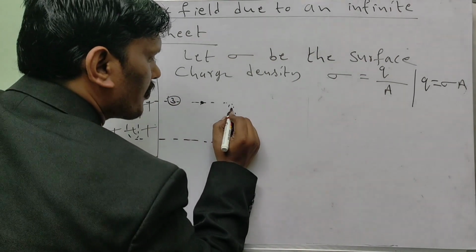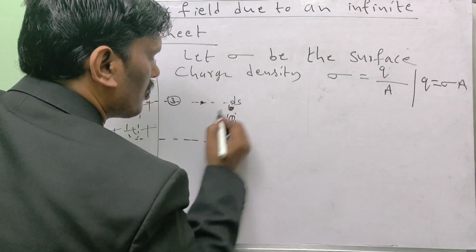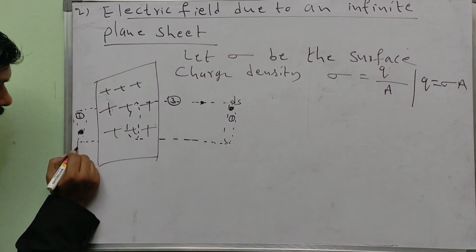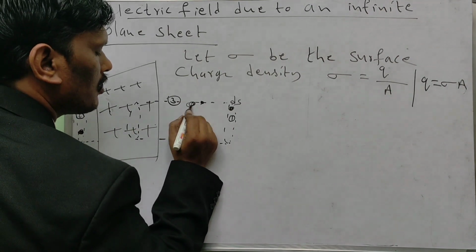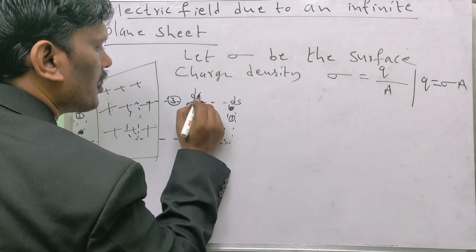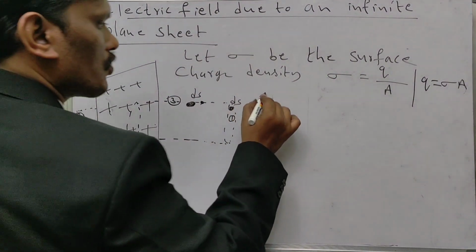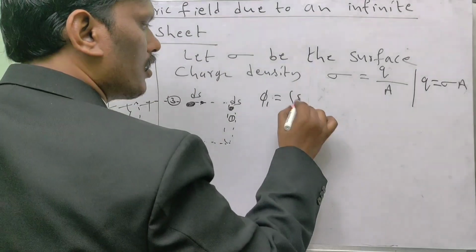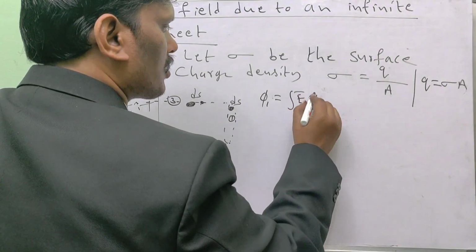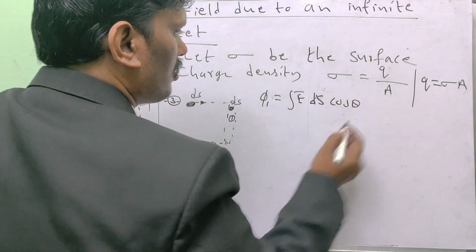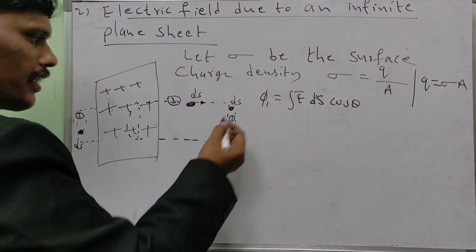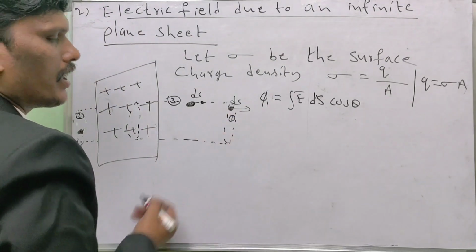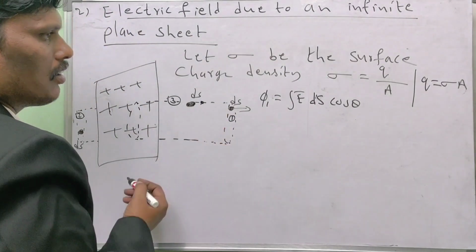On the flat surface I am going to consider a small dS. Here also I am going to consider a small dS, and here also a small dS. Now flux phi 1 because of flat surface 1 is integral E bar dot dS, or E dS cos theta. What is the theta here? Let us see. The area vector is the outward normal drawn.